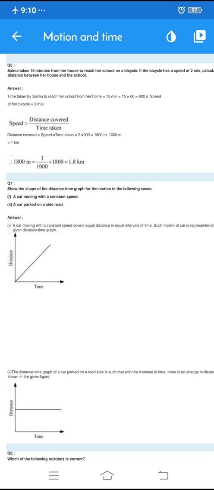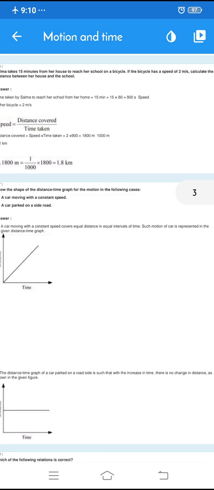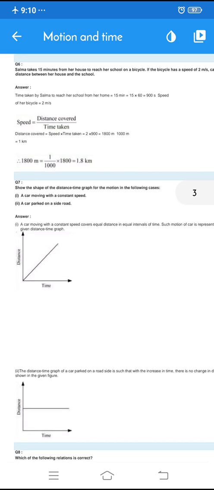See, the time taken by Salima to reach her school from her home is 15 minutes. Convert it into seconds. 15 into 60, that is 900 seconds. Am I right or not? Yes. The speed of the bicycle is 2 meter per second.